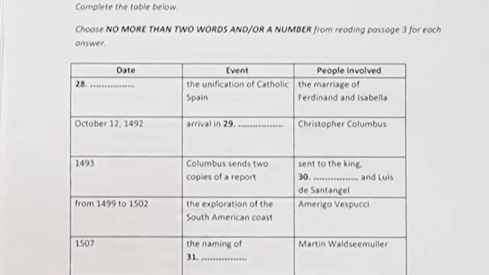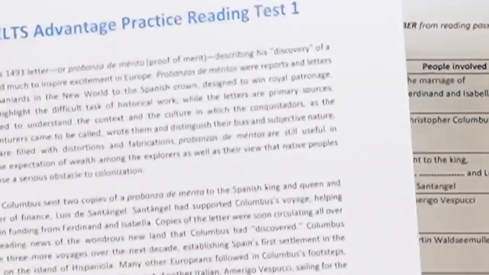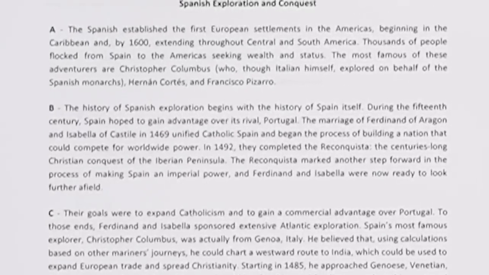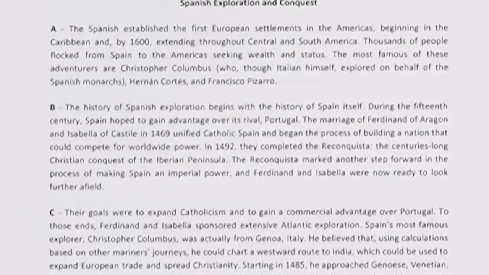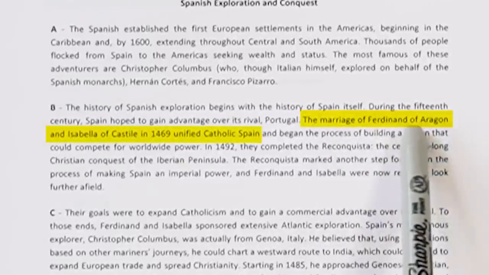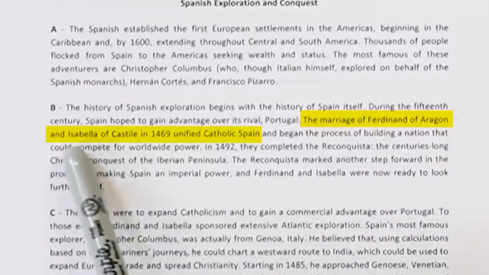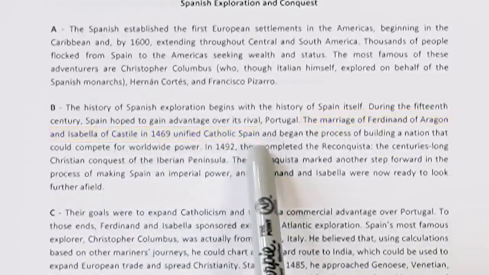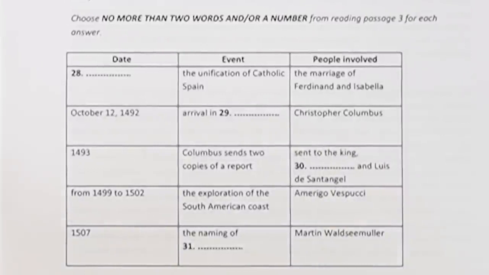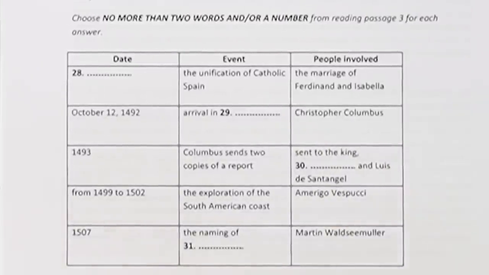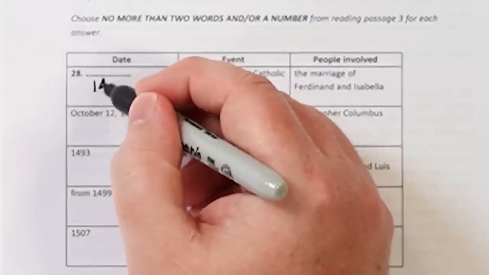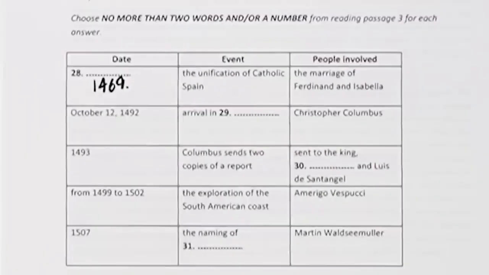So what we need to do is just quickly go and look at the text to find the correct area. So we're scanning for location, not to find the correct answer, but to find the correct area. Okay, so here, the marriage of Ferdinand of Aragon and Isabella of Castile in 1469 unified Catholic Spain. Isabella, Ferdinand, Catholic Spain, 1469. So no more than 2 words and or a number, so 1469, put that in there.